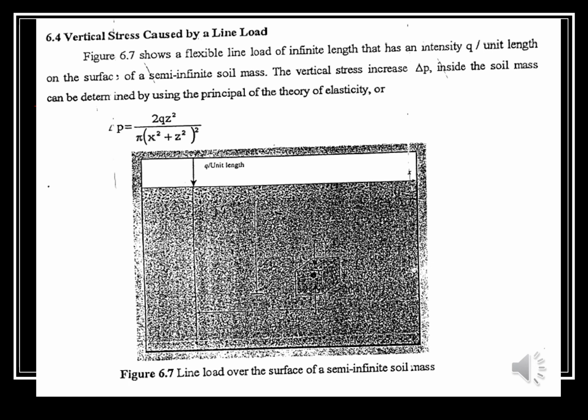The figure shows a flexible line load of infinite length. The intensity q per unit length on the surface of a semi-infinite soil mass. The vertical stress increase delta B inside the soil mass can be determined by using the theory of elasticity. So in this case, our equation is 2qz squared divided by pi, a squared plus z squared, the whole square. So this is a line load over a surface of a semi-infinite soil mass. We can draw this diagram.